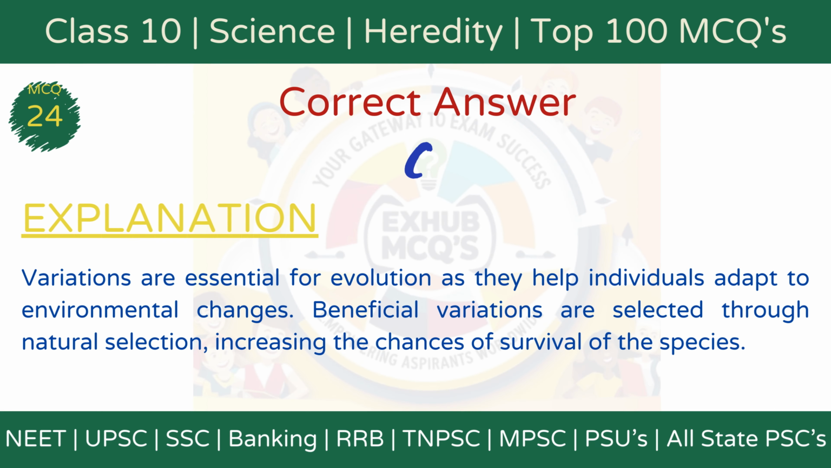The correct answer is option C, they promote evolution. Explanation: variations are essential for evolution as they help individuals adapt to environmental changes. Beneficial variations are selected through natural selection, increasing the chances of survival of the species.